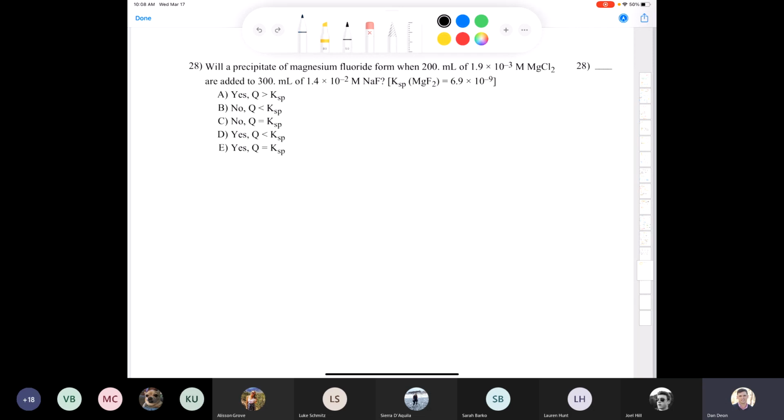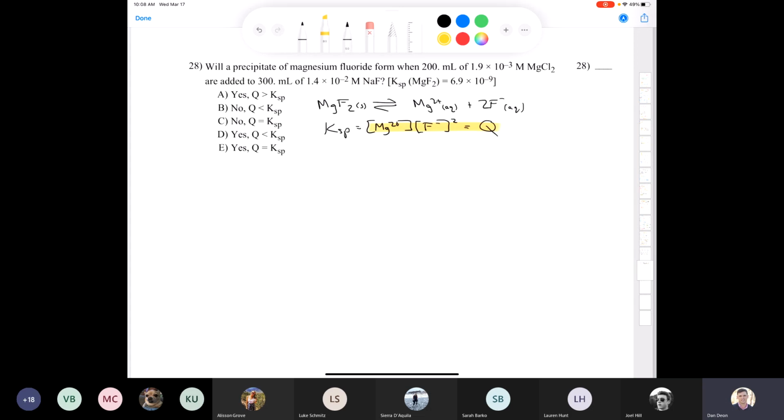Because we know that our Q, right, since magnesium fluoride is a solid, it's going to be in equilibrium with magnesium ions and twice the amount of fluoride ions. So our KSP is going to be equal to the concentration of magnesium ions times the concentration of fluoride ions squared. Okay, so all we need to do is calculate Q with the concentrations of the two ions that we have, and then we're just going to evaluate Q compared to KSP. So we'll do that after.